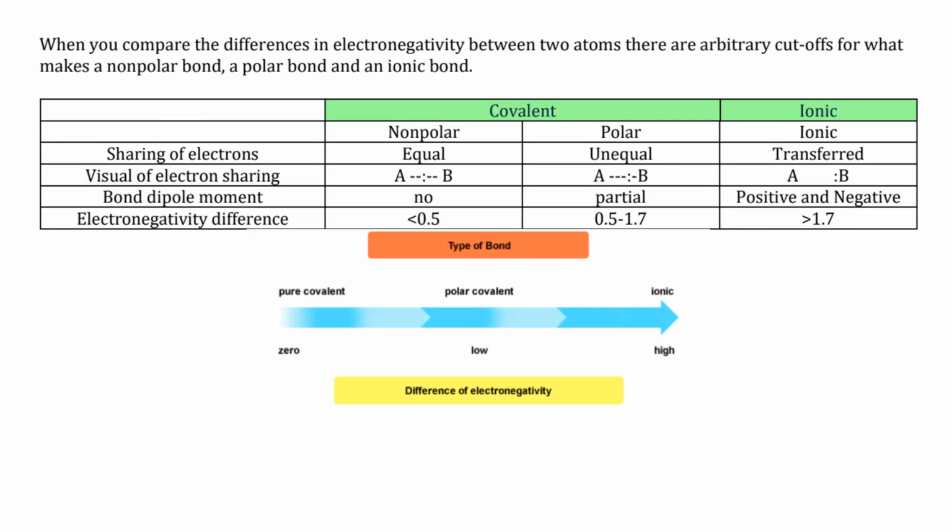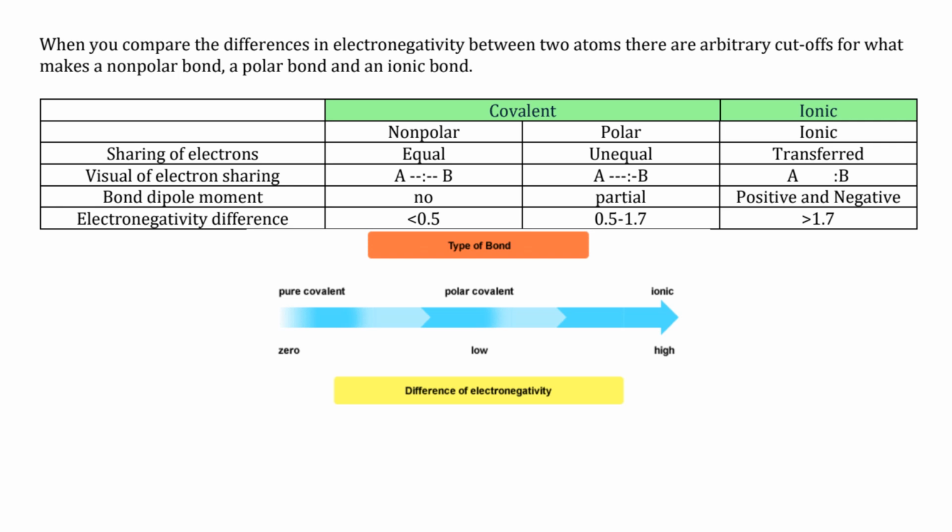When you compare the differences in electronegativity between two atoms, there are some cutoffs for what makes a polar bond, a nonpolar bond, and ionic. So there are two types of covalent bonds, nonpolar and polar. In a covalent bond, there's a sharing of electrons. However, if it is nonpolar, there's equal sharing. If it's polar, it's unequal sharing.